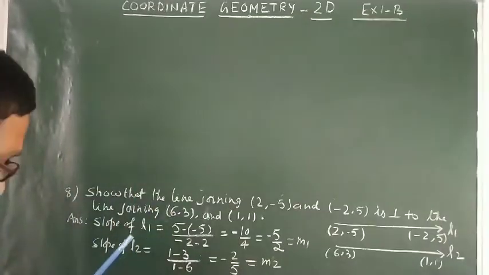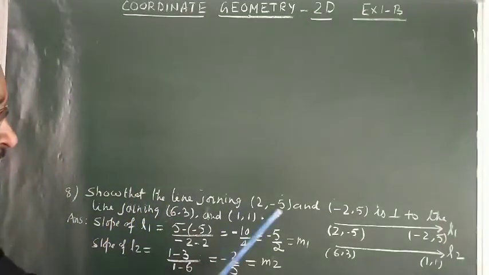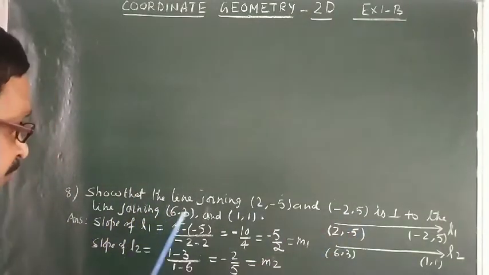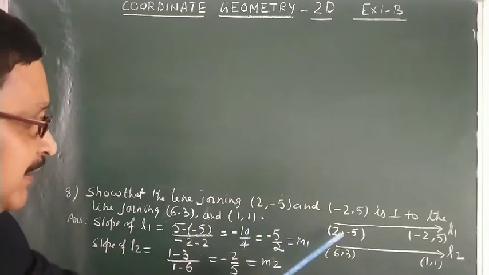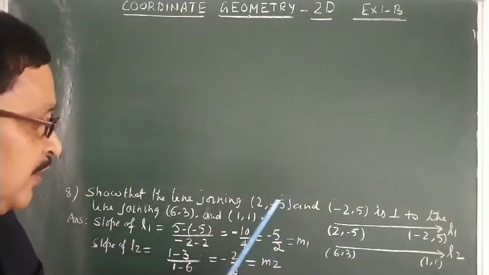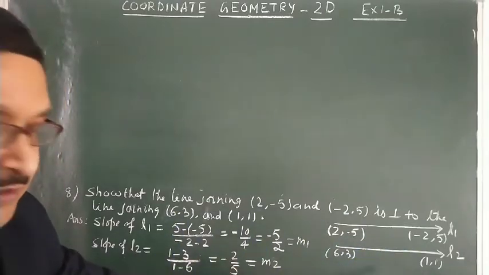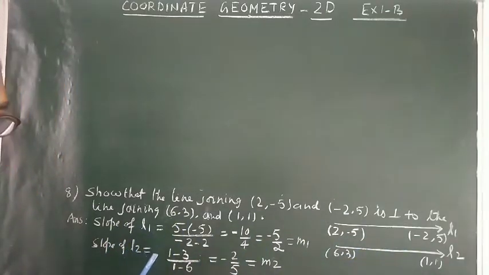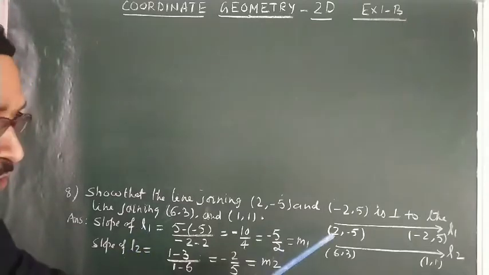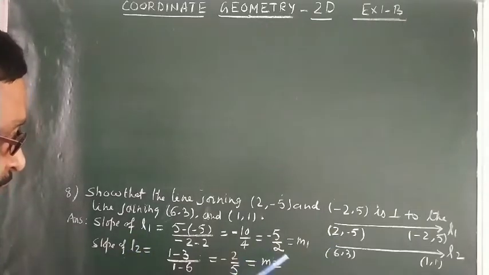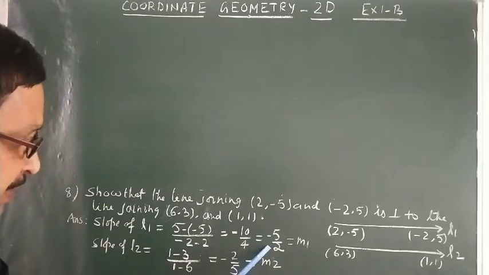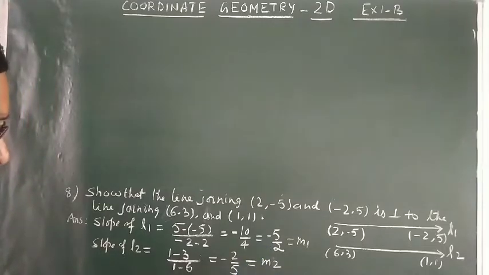Now this is the 8th question: show that the line joining these two points is perpendicular to the line joining these. Again there are two lines, L1 and L2: 2, minus 5 and minus 2, 5; and 6, 3 and 1, 1. We get the slopes of L1 and L2 of the two lines. We see that m1 is equal to minus 5 by 2 and m2 is equal to minus 2 by 5.